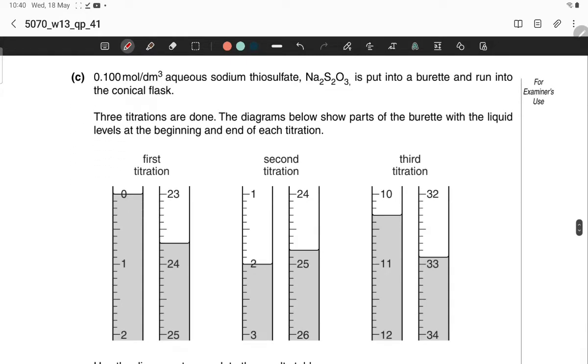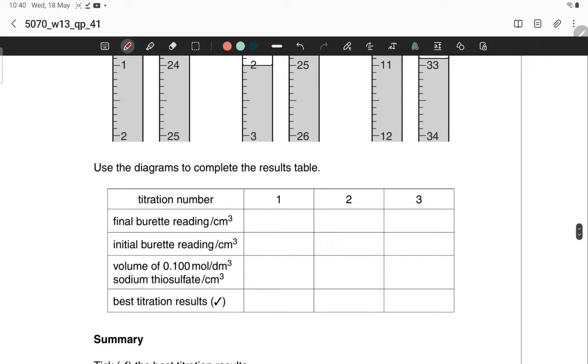The same titration is done: first titration reading, second titration reading and third titration reading. 0.100 mol per dm³ of aqueous sodium thiosulfate is put into the burette and run into the conical flask. 3 titrations are done. The diagrams below show parts of the burette with the liquid levels at the beginning and end of each titration. Use the diagram to complete the results table.